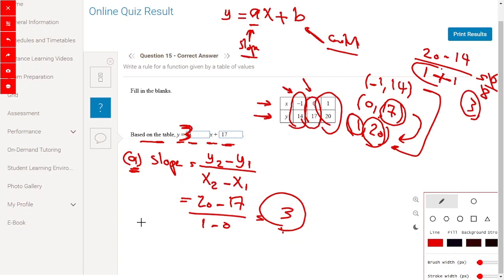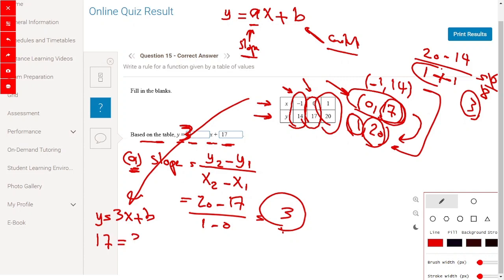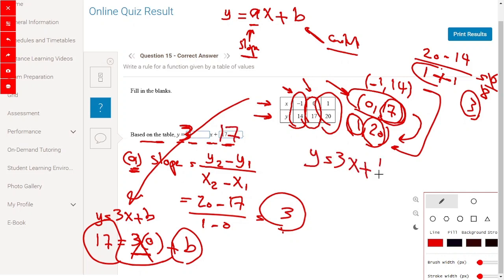Now we have the equation. So we have y equal 3x plus b. So let's take any point. So let's take point 0 and 17 to substitute in this equation. So y here is 17 equal 3x where x is 0, plus b. So 3 multiplied by 0 is 0. So b will be equal to 17. So the answer will be y equal 3x plus 17.